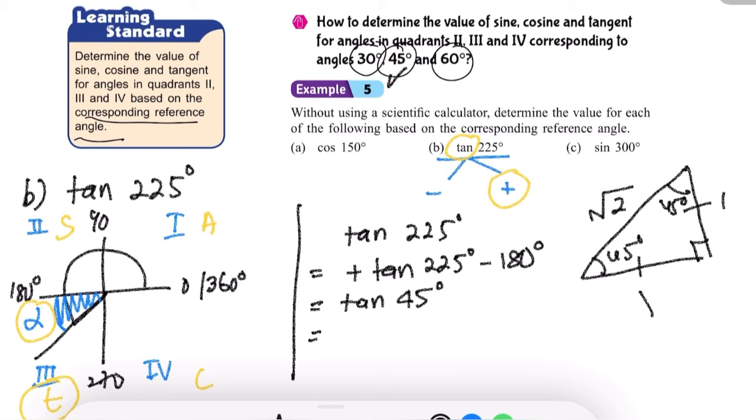Then to find tangent 45 degree is TOA, opposite over adjacent. So let's say I choose the upper side angle of 45 degree here. My opposite side is 1 unit over my adjacent side is 1 unit. So it equals to 1. So the answer is 1.